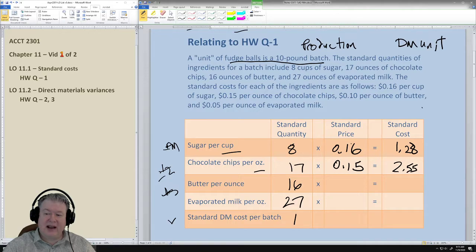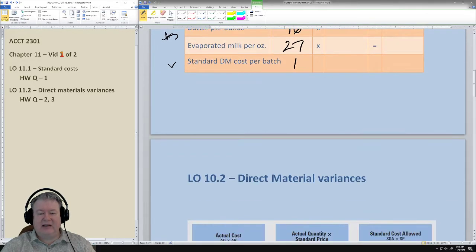So this is the standard cost of the material for the production unit, and this is the standard price of the direct material unit. Even though they don't really draw that out in the question, that's what they're really trying to show you: the difference between production units and direct material units and the standard price between them. That's what I'm trying to draw out because we're going to need to know that when we get to the next thing. So let's look at direct materials.